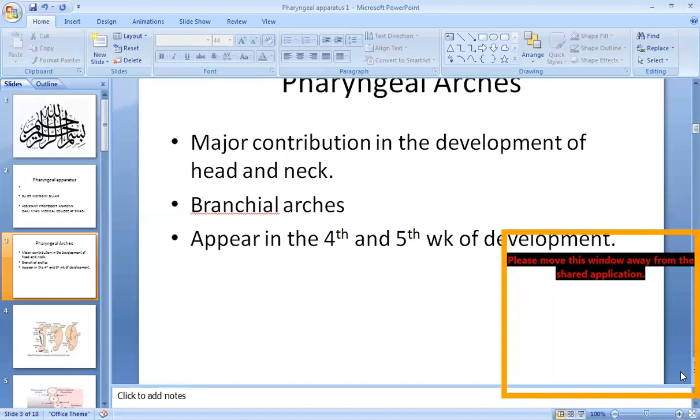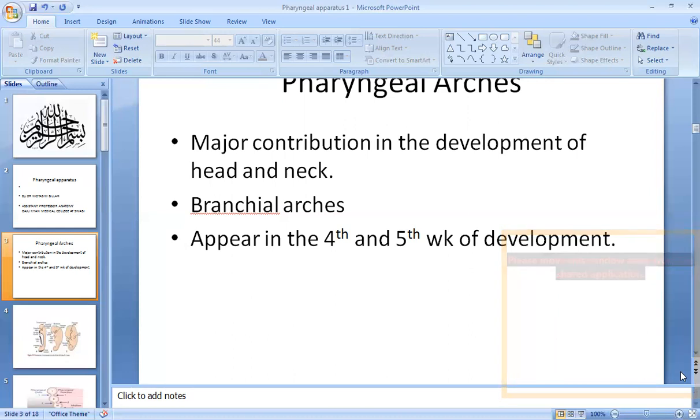These pharyngeal arches appear in the 4th and 5th week of development of the embryo. The 4th and 5th week means just 1 month, at the age of 1 month, or at the end of the 1st month.